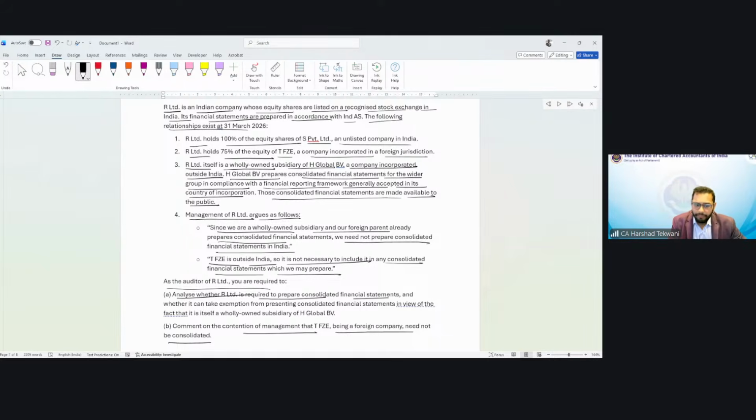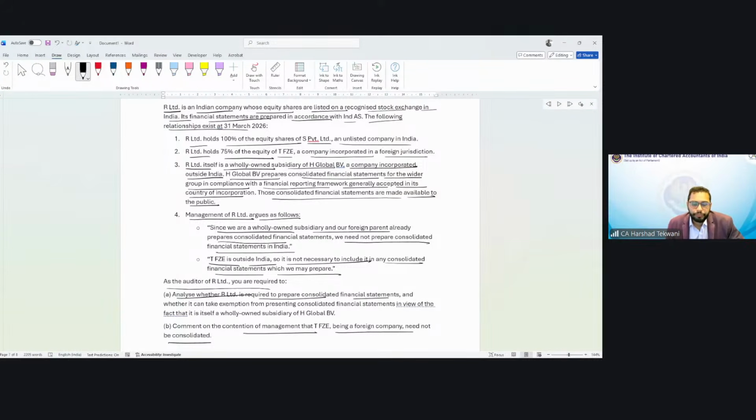Any other? First, we will discuss R Limited. R Limited is required to prepare because H Global BV is a company incorporated outside India and it is not preparing financial statements in compliance with Ind AS. So that is final. Yes, sir. The intention of the management is not correct. It has to prepare the CFS.